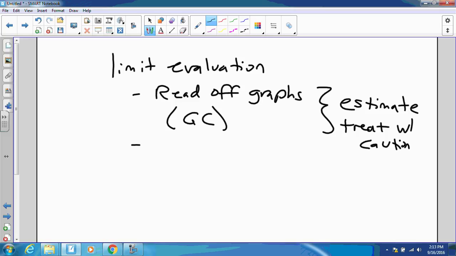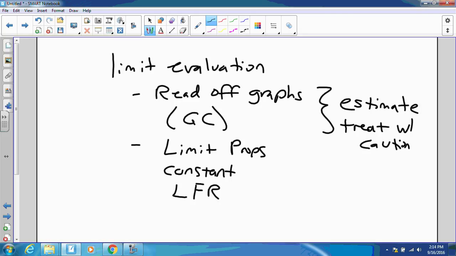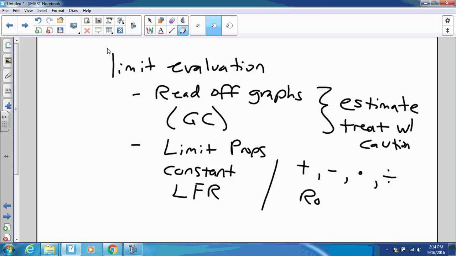Or we can appeal to our properties and theorems. We have our big 5 limit properties. Well, I'd say 5. We really have 6 if you count the constant multiple rule, plus the 2 direct evaluation rules. So we have constant rule and linear function rule, LFR, linear function rule. And then we have, I'm just going to write this in shorthand, sum, difference, product, quotient rule, and power rule.